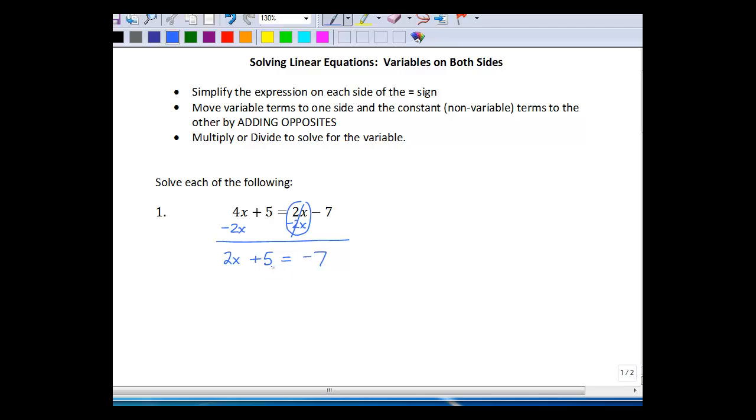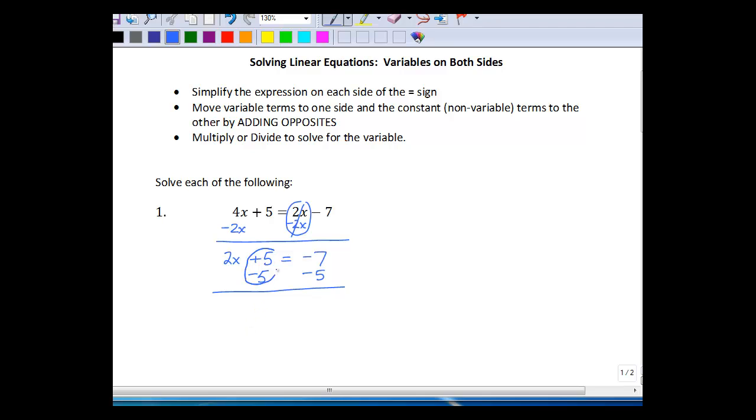After that, I need to move my constant terms to the other side. So this left side is my variable side, which means my constant side, or my non-variable side, is the right side. This is a plus 5, so I'm going to continue to use opposites. So I'm going to introduce a negative 5 or a minus 5 on both sides of the equal sign, and then I'm going to write down what I have left.